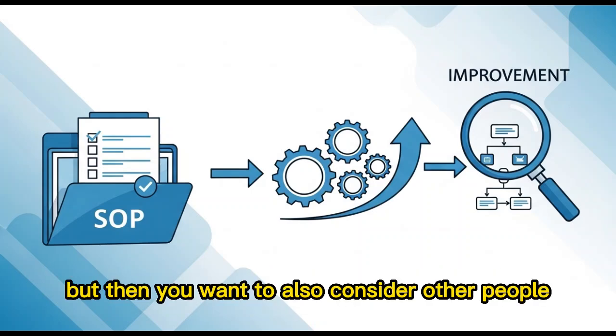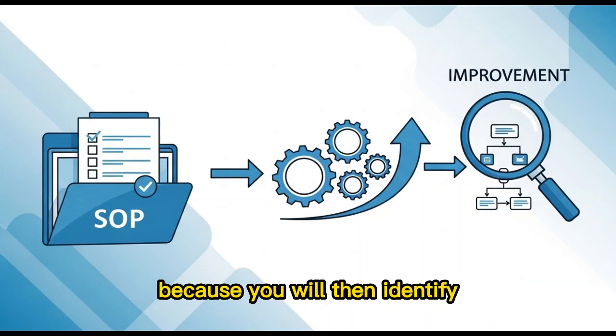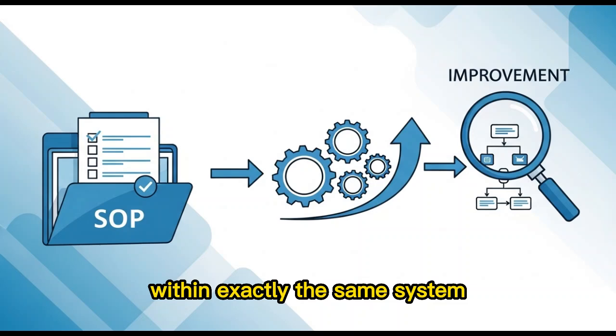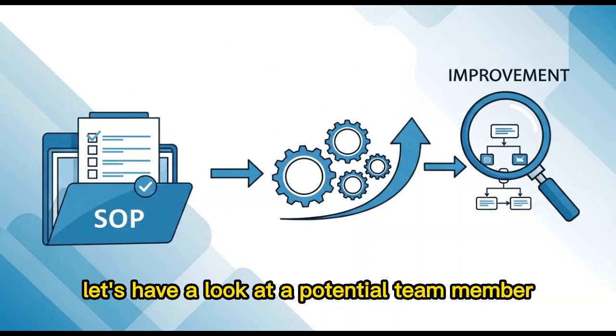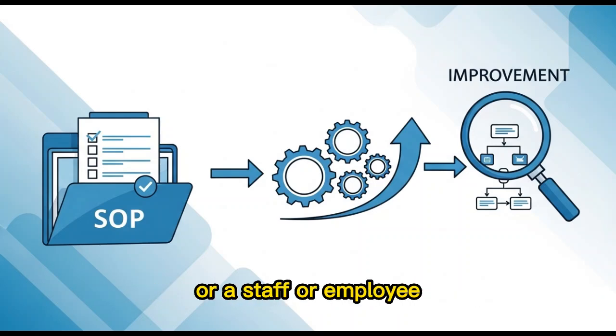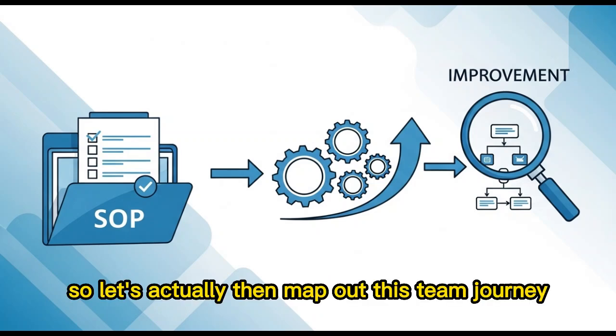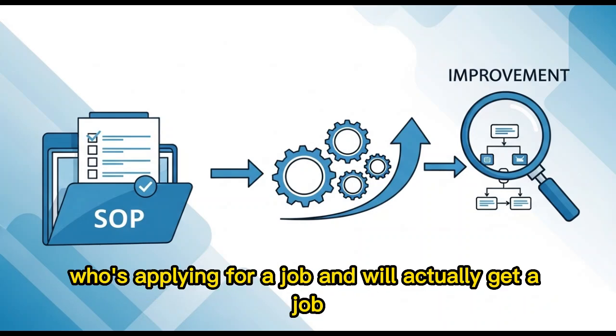But then you want to also consider other people, because you will then identify a whole different set of other systems within exactly the same system. So for example, let's have a look at a potential team member, or a staff or employee or even contractor within your business. So let's map out this team journey, and let's assume it's an employee who's applying for a job and will actually get a job.